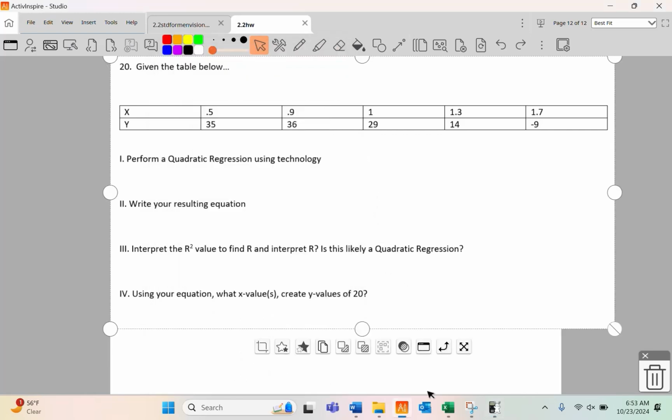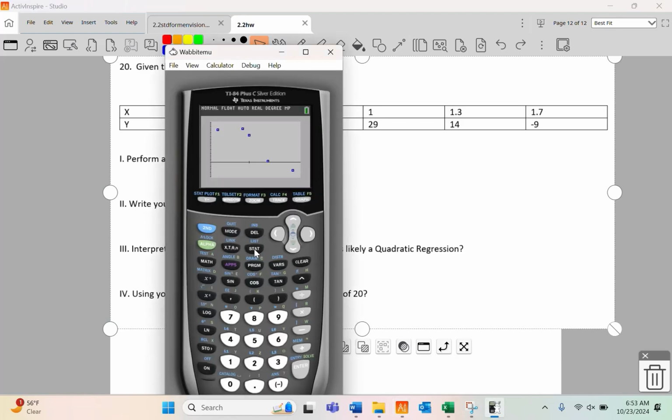Perform a quadratic regression using technology. So I'm going to go to Stat, Calc, Quad Reg, which is choice 5. I'm going to do a little more than that. See where it says store regression equation? It's been a while since I've done this. I think it's under Vars, Y variables, function, Y1. And that's going to throw the equation straight into Y1 for me. Anyways, calculate.